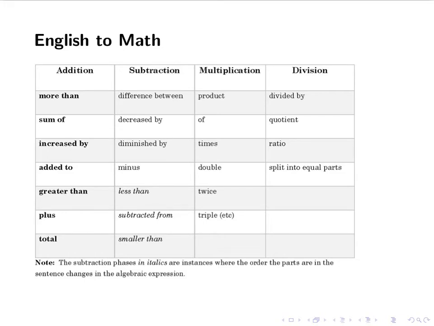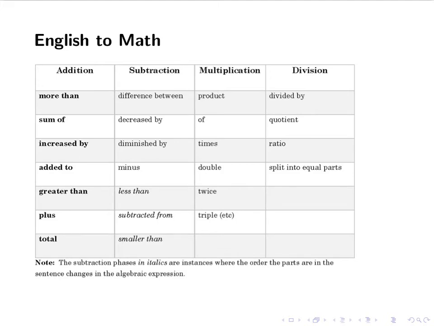Okay. And then multiplication, we have product, we have the word of, we have times, double, twice, triple, thrice, all those words that mean I'm going to multiply it by a specific number. So double means I'm going to multiply it by 2. Twice means I'm going to multiply it by 2. Triple means I'm going to multiply it by 3. And then division: divided by, quotient, ratio, split into equal parts.